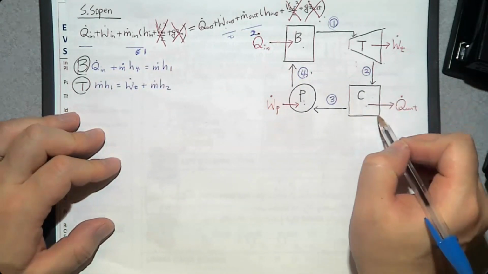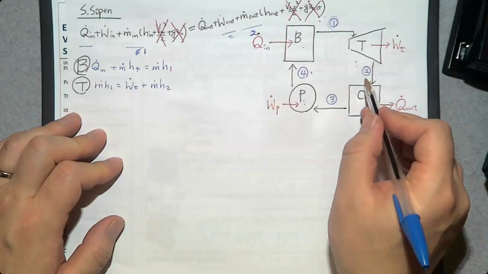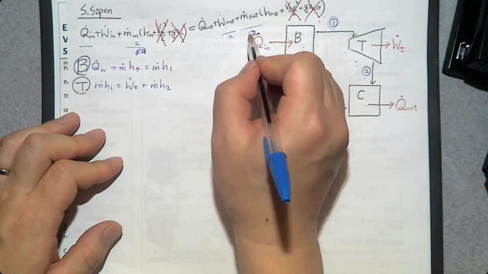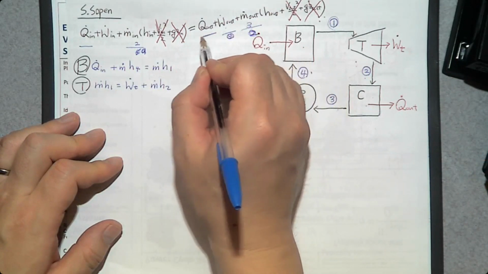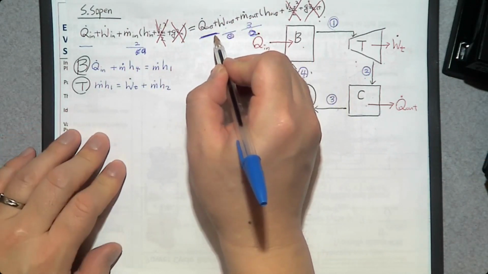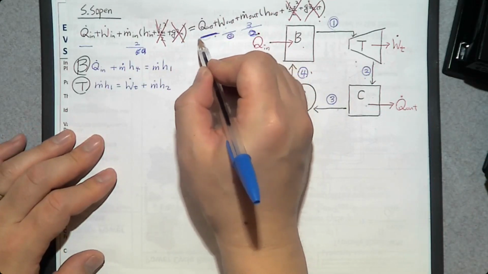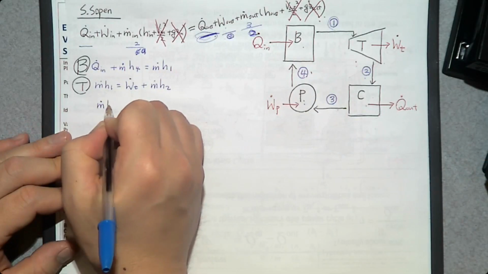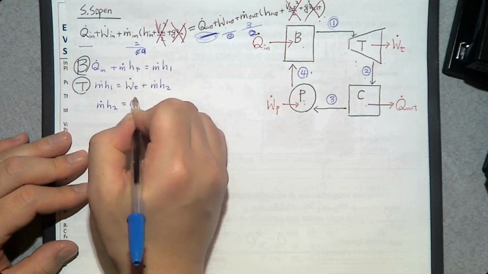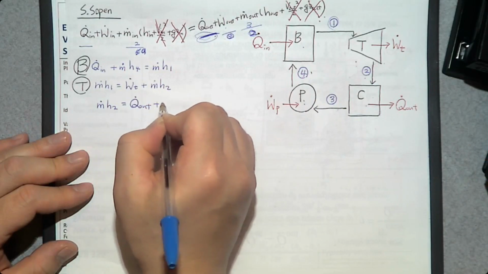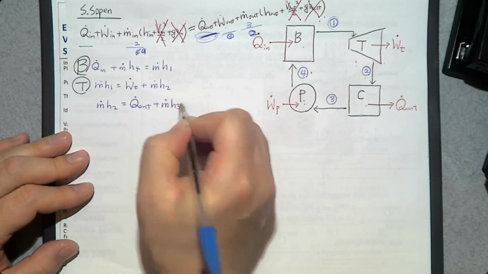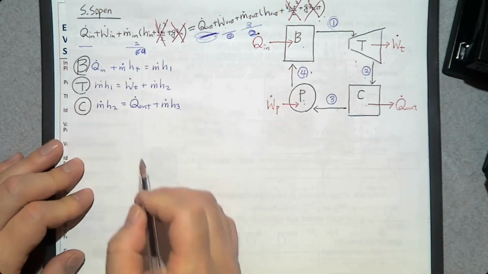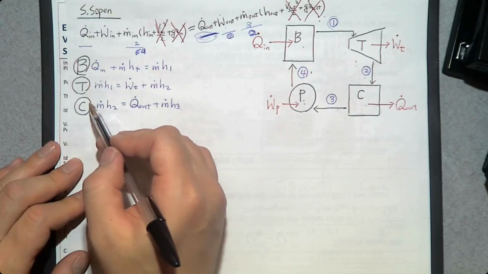Then let's look at this condenser. The inlet is number 2, the exit is number 3, and it has a heat transfer from the condenser to the outside. So we have m dot H2 is Q dot out plus m dot H3. That is this condenser.